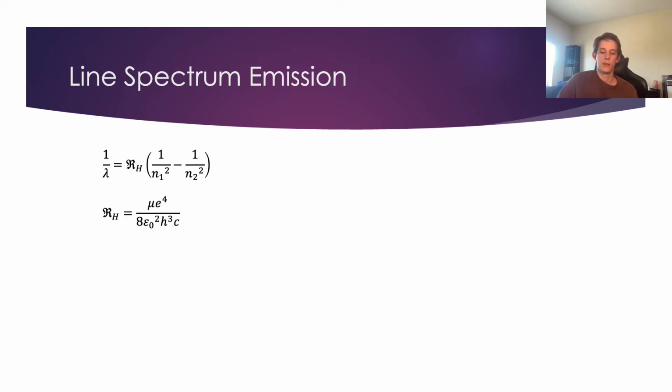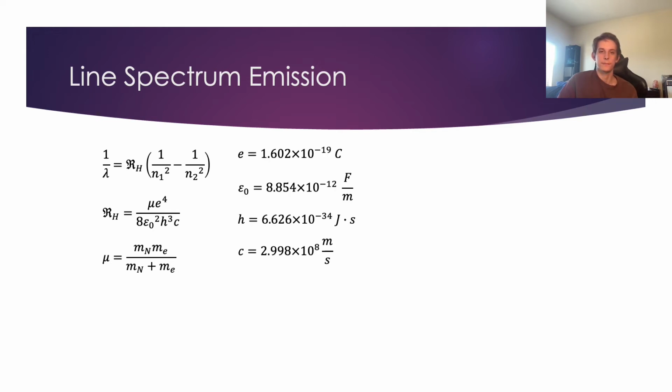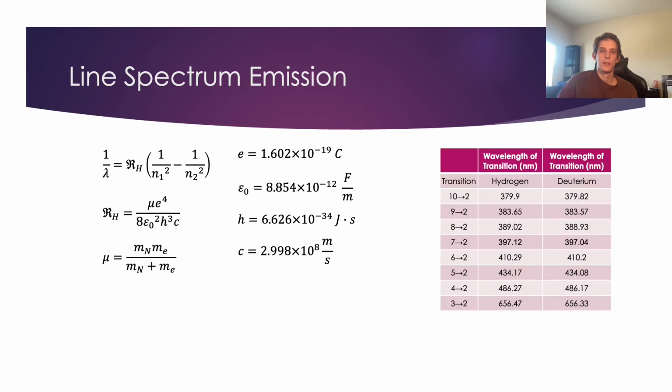Rydberg's constant can be calculated with this equation here, where mu is the reduced mass of hydrogen's nucleus, E is the elementary charge, and epsilon naught is the vacuum permittivity. These are the theoretical values for the transitions of hydrogen and deuterium, calculated with all the equations mentioned before.